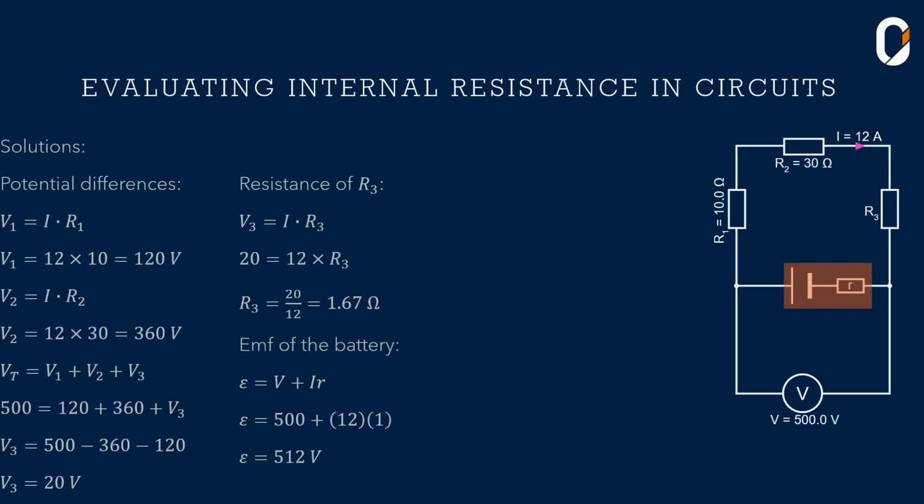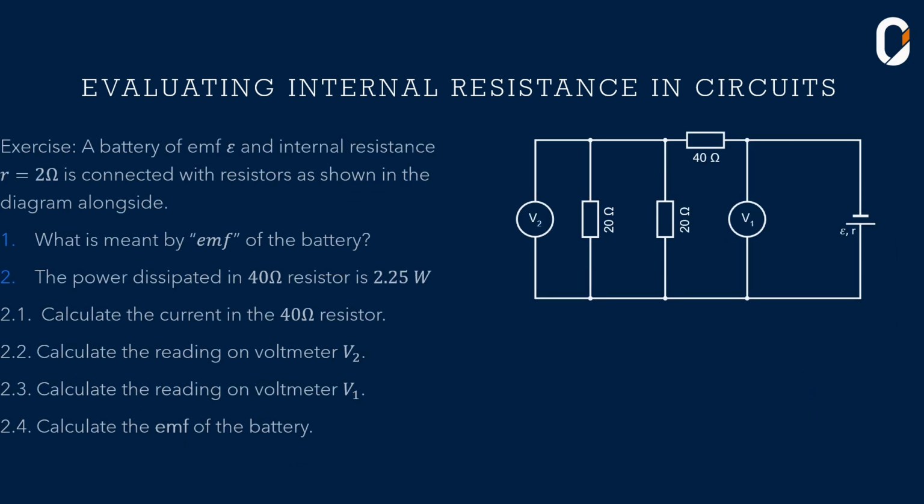And that brings us to the end of that particular question. Now let's take a look at a different exercise. A battery of EMF E and internal resistance R equal to 2 ohms is connected with resistors as shown in the diagram. First, what is meant by the term EMF of the battery?